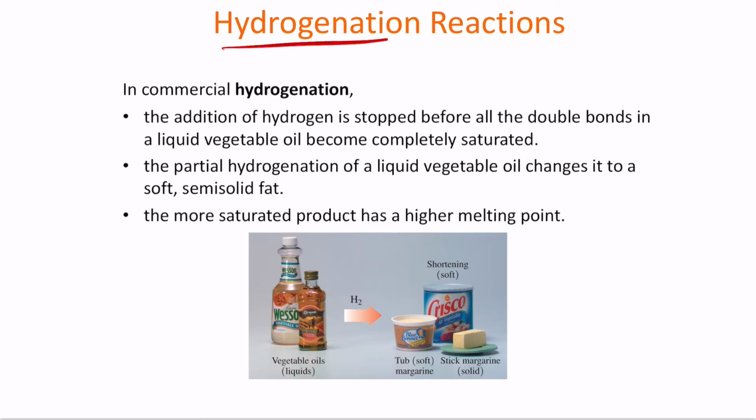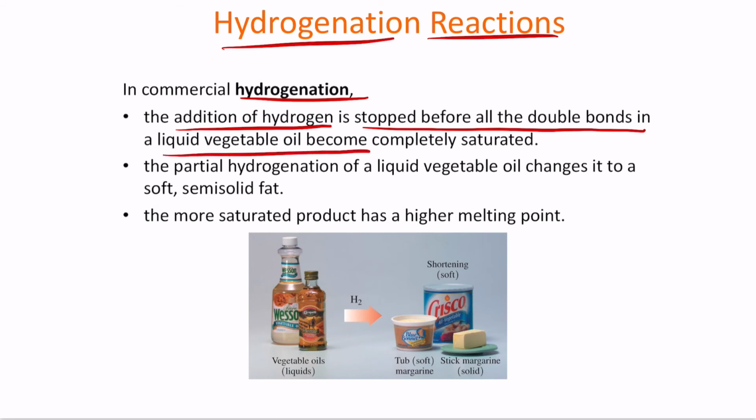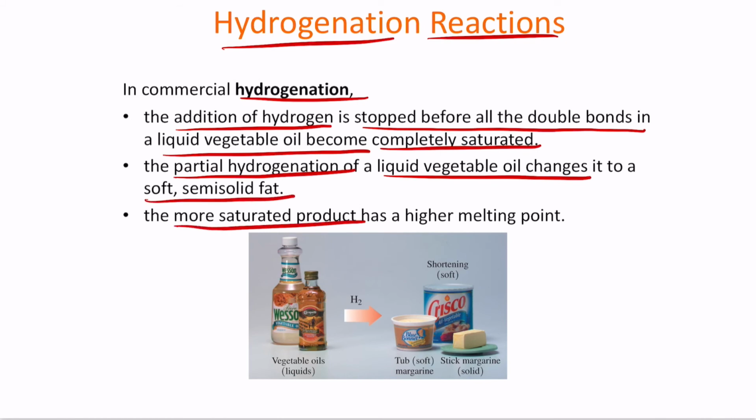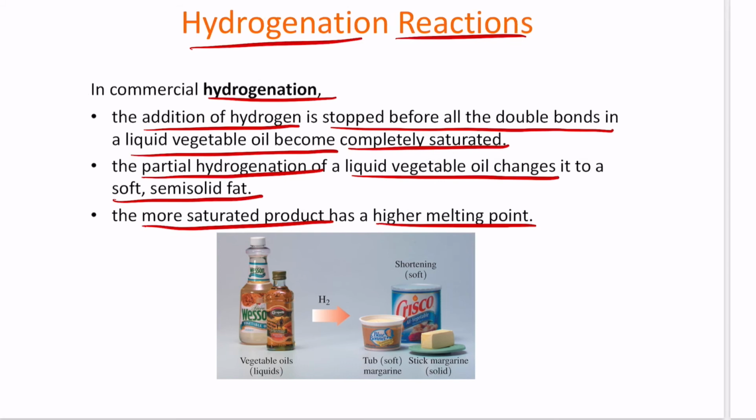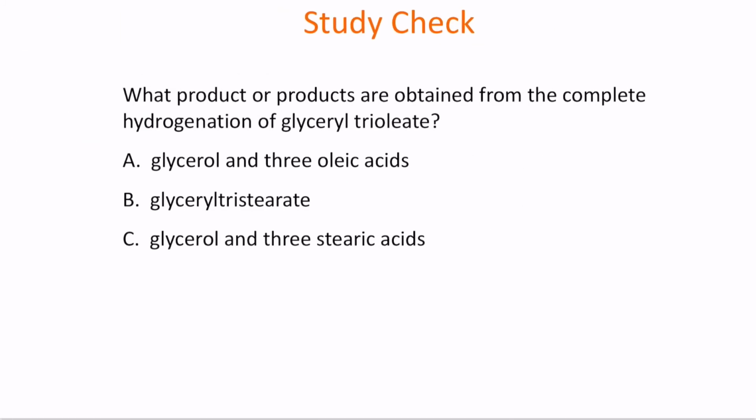So next, let's talk about hydrogenation reactions. What do we do in commercial hydrogenation? We add hydrogen and stop before all the double bonds in a liquid oil become completely saturated, and partial hydrogenation of a liquid vegetable oil changes it to a soft semi-solid fat. So the more saturated the product, the higher the melting point. Pause the video right here and try to judge what product you will get when you do complete hydrogenation of glyceryl trioleate.